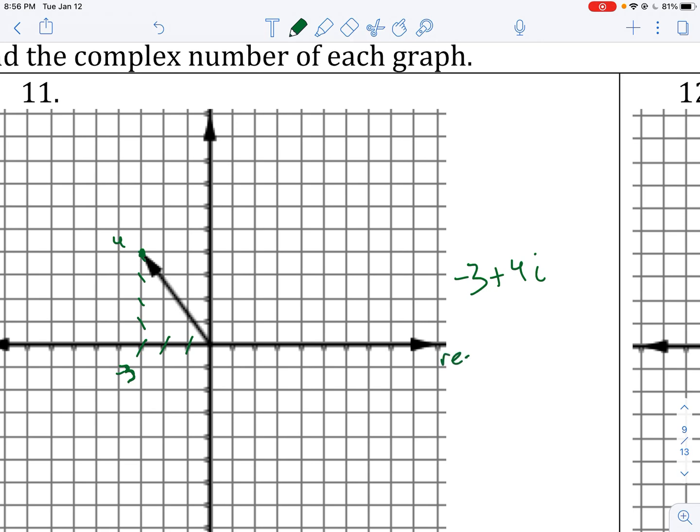And this is the real axis, and this is the imaginary axis. You think I could write imaginary legibly? But yeah, there you go.